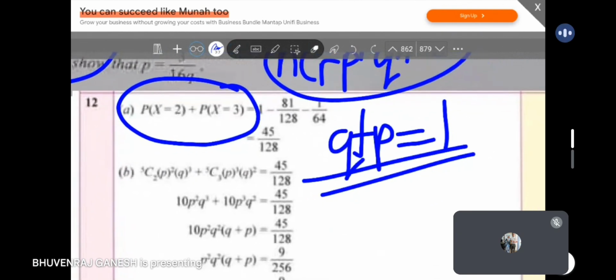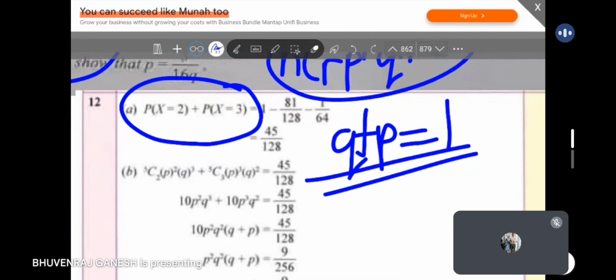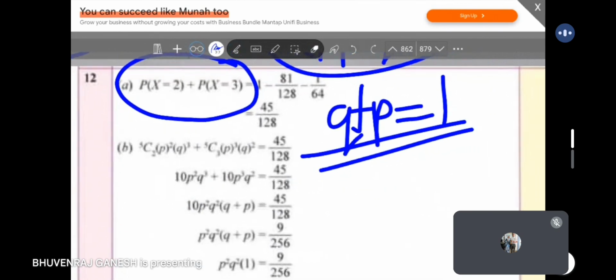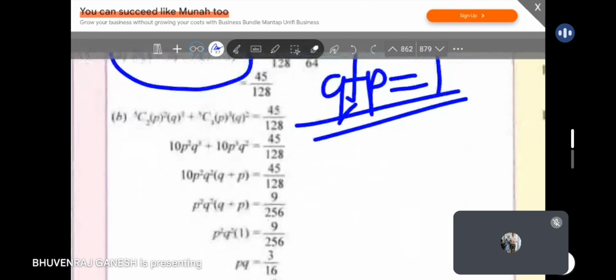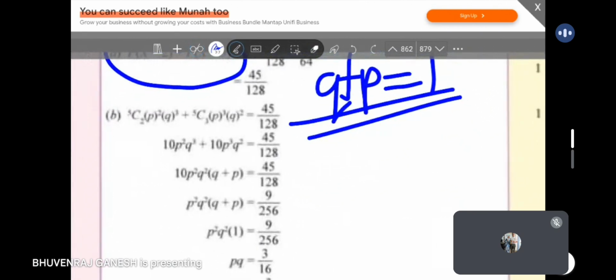So you can shift the 10 to the right hand side. Find the value, you will get this value. Then substitute Q plus P equal to 1, and then you just rearrange. So P square Q square, you can take the square root of both sides of the equation.